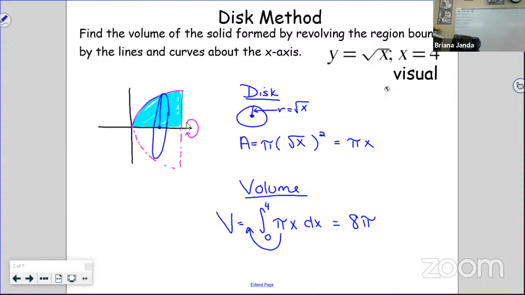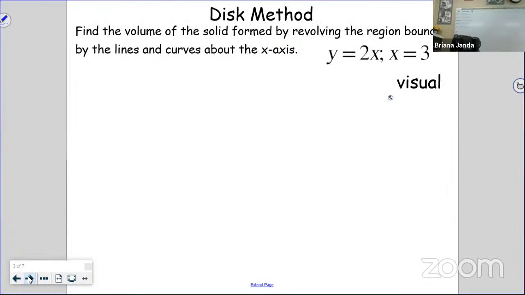In fact, the visualization may be a little tougher, but the process ends up being a little bit easier, I think, at this point. A little less algebra heavy, usually. Okay, let's do one more.